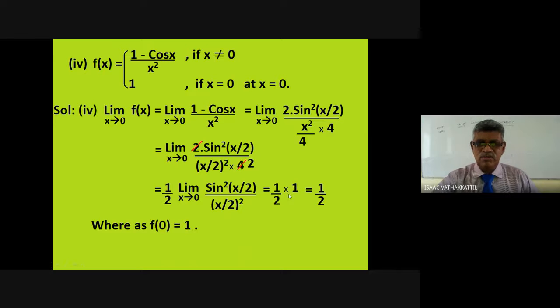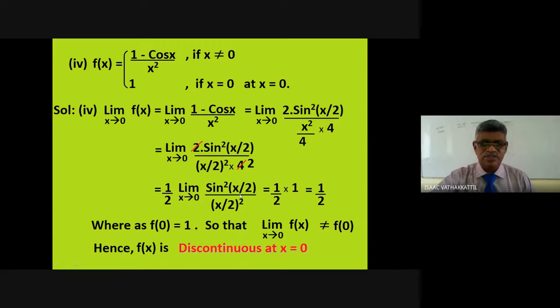Half into 1 equals half. f of 0 is given as 1. The limit as x tends to 0 of f(x) is not equal to f of 0. Therefore, f(x) is discontinuous at x equal to 0.